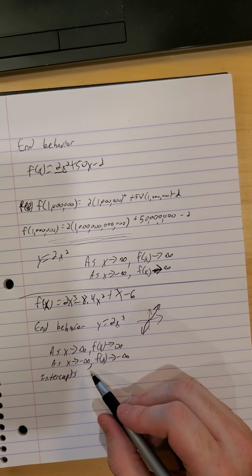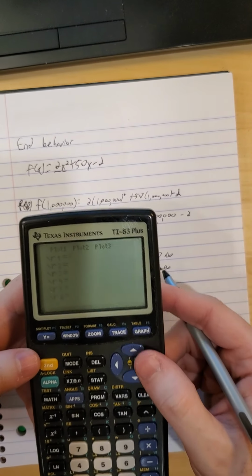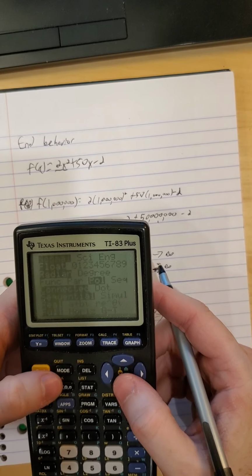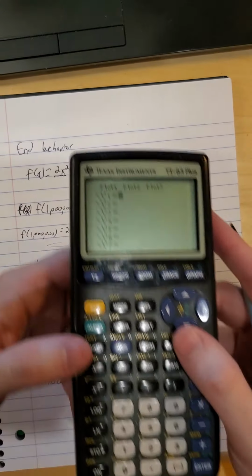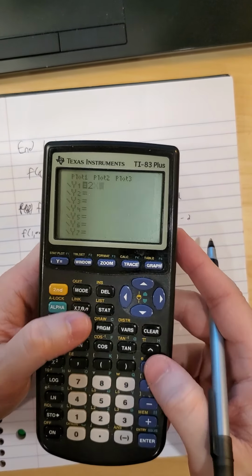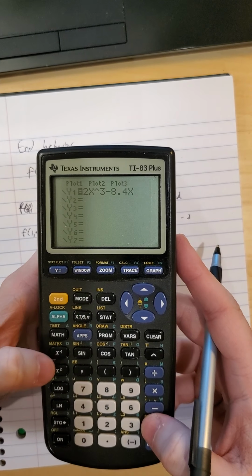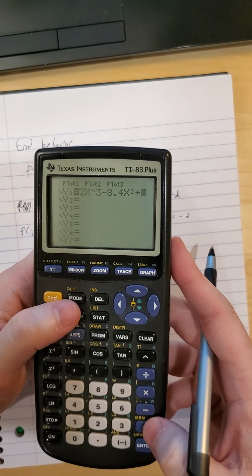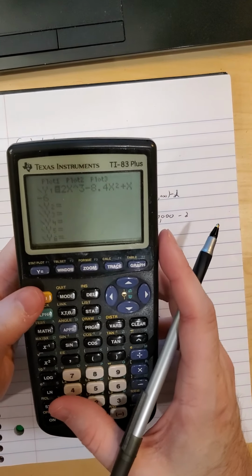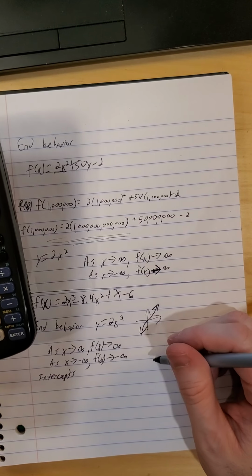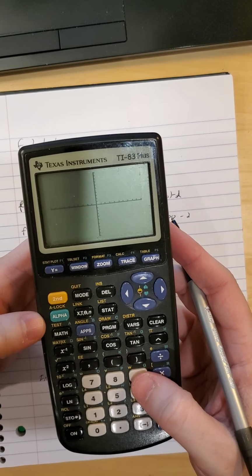Intercepts, if they tell us to approximate them, then we're just going for the calculator. So we go into our y equals screen. Let me go ahead and change the mode. One of my other classes, I changed the mode there. All right, so here's our y1. So that's going to be our 2x raised to the third minus 8 4/10 of x squared plus x minus 6. We'll start on zoom 6 and go from there.